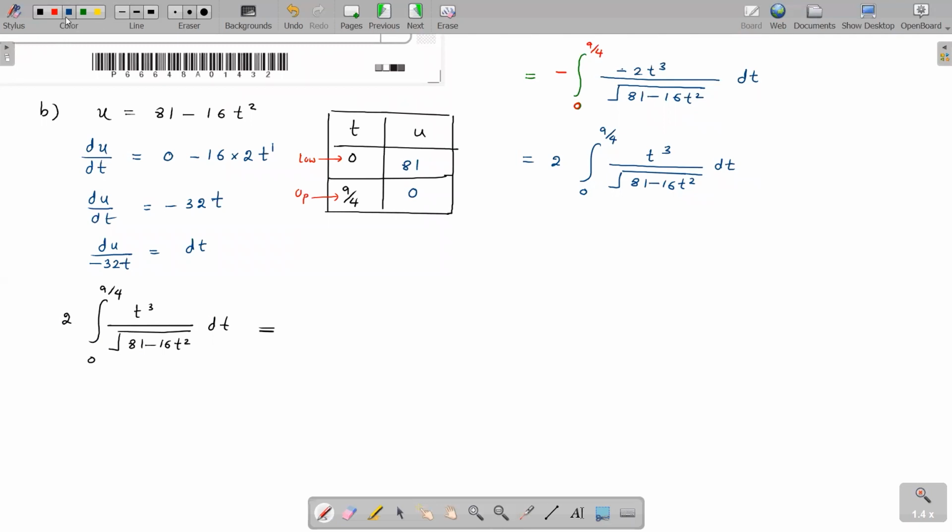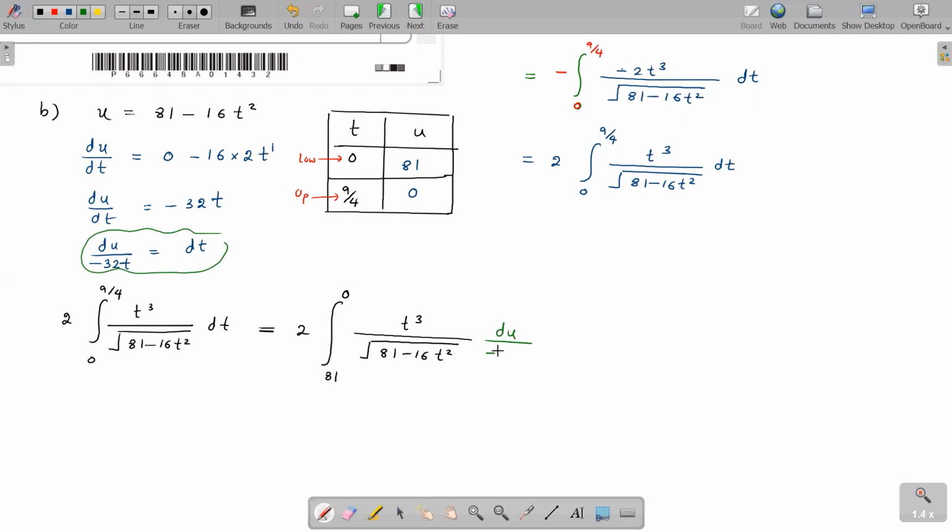Okay, so then basically the 2 stays here. The integration limits from 0 to 9/4 become 0 to 81. And before I go to replace everyone just like that, I'm first going to replace my dt. After I look into dt, then later I will convert the other guys inside. So dt is going to be, let's substitute this dt value here.